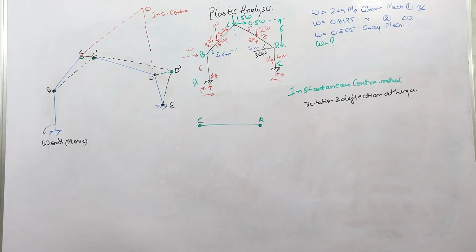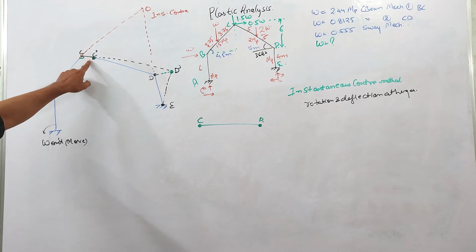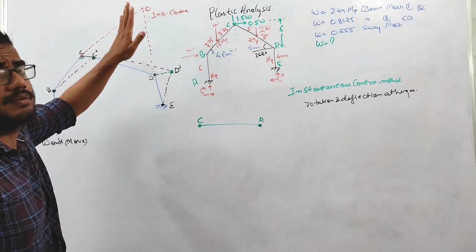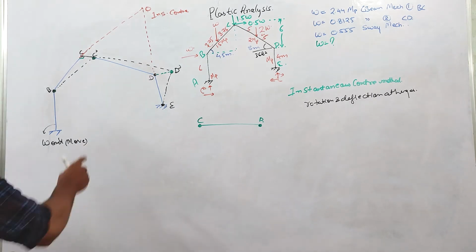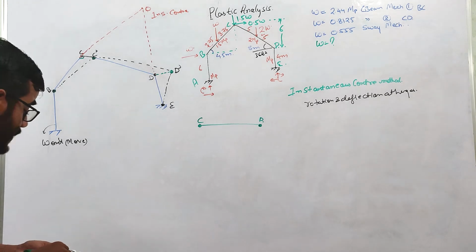Similarly, here also the same concept. This point is moving perpendicular to this, so the instantaneous center of this member will lie along this axis. As a whole, this member is rotating about this instantaneous center. So this is the instantaneous center, right?